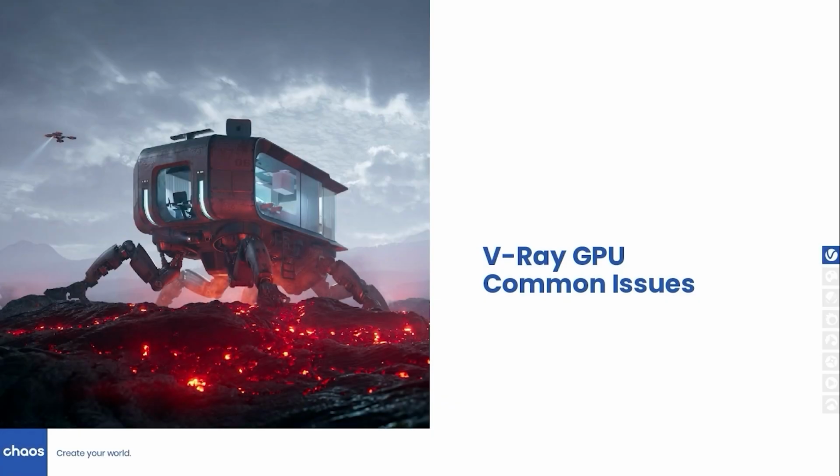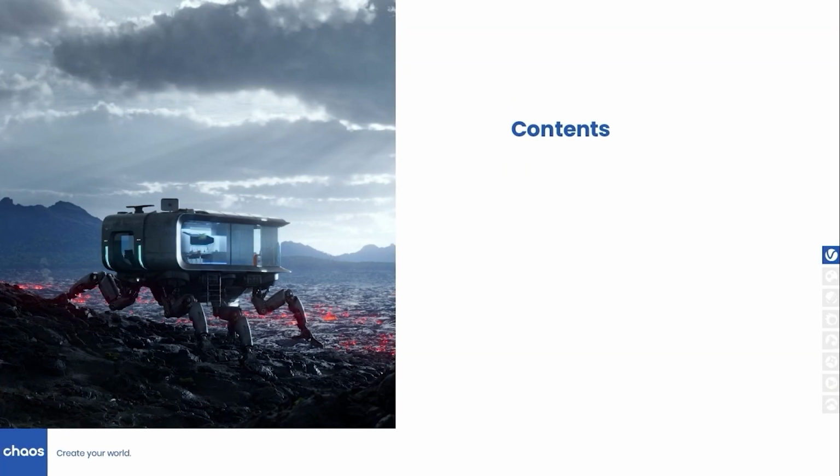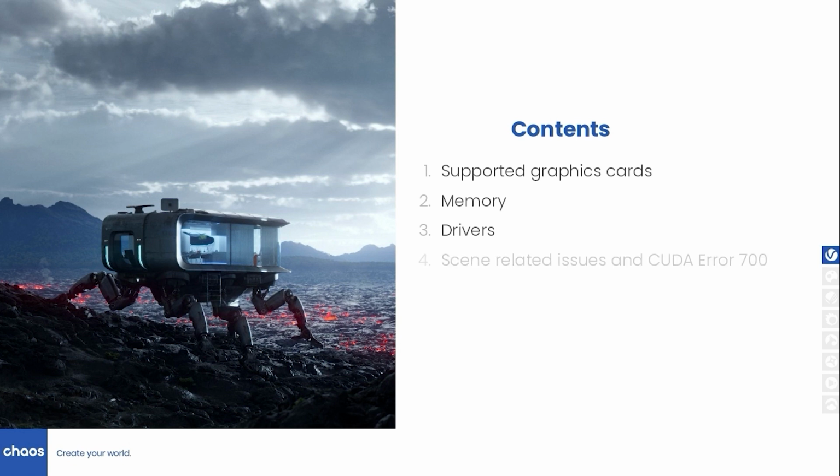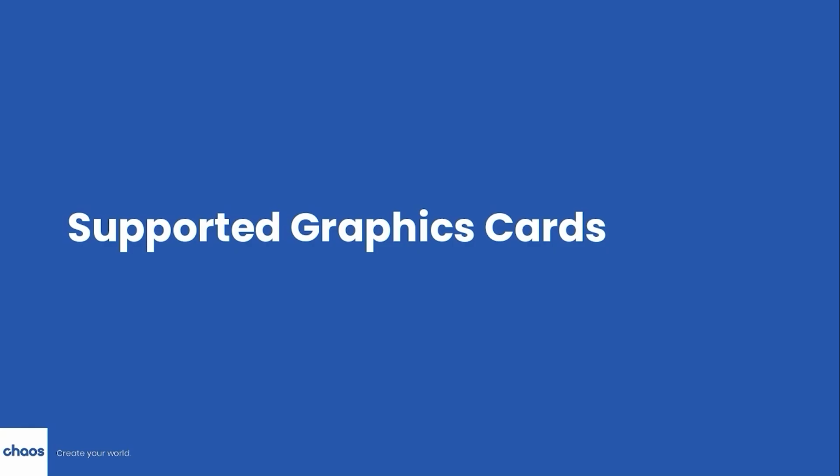In this video, we'll take a look at some of the more common issues you may encounter while using the GPU engine of VRay. First, we will look into what kind of hardware is supported by the VRay GPU engine, then issues related to the memory and how to address them on our own. Next, how the drivers may be related to some of the issues we are experiencing. And finally, issues related to the scene itself and the error known as Cuda 700.